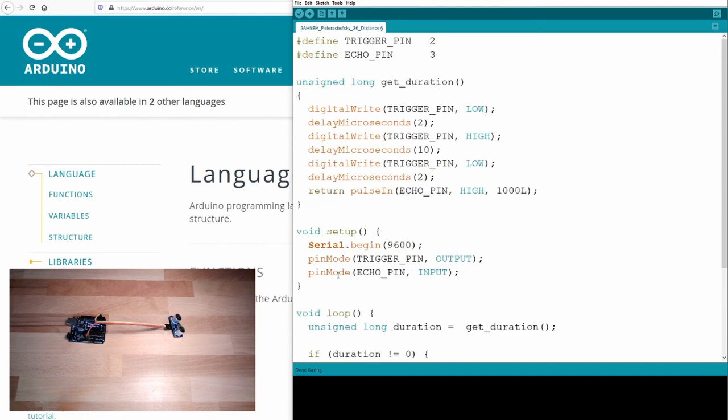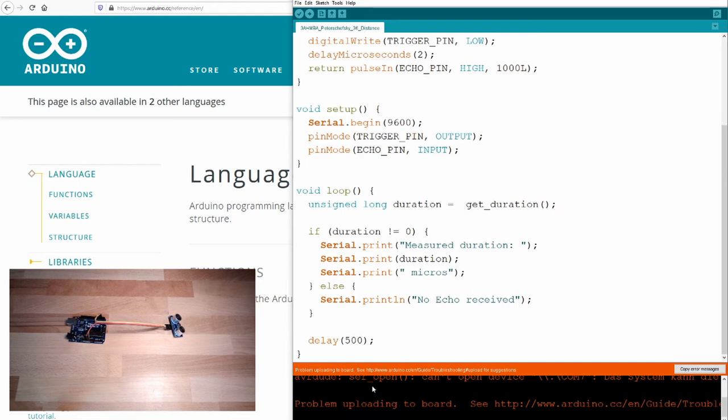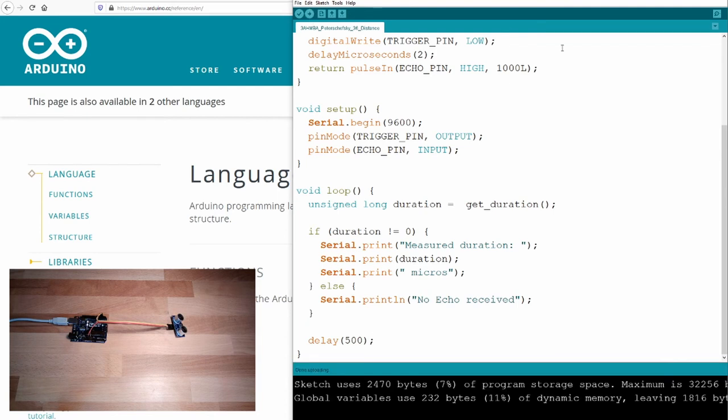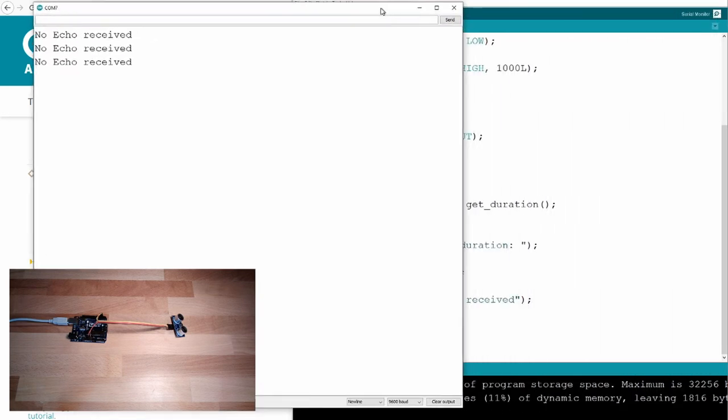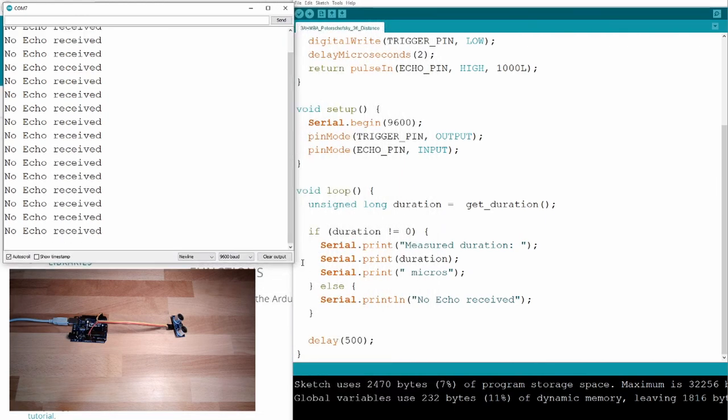See, pin modes are defined, serial is defined, function getDuration is defined. We measure and print out the duration. Upload. Of course, problem uploading. Why? Because I did not plug in the hardware. We are online. Now we can upload and open the serial monitor and see what it's printing out. No echo up to now. So I will just use my ruler and see if I can produce an echo.